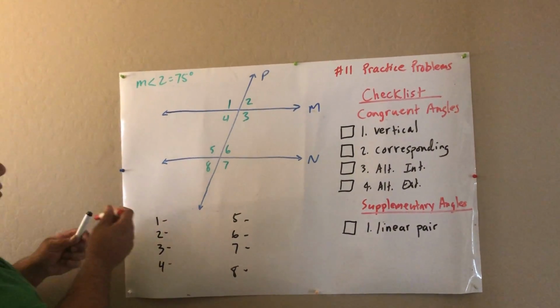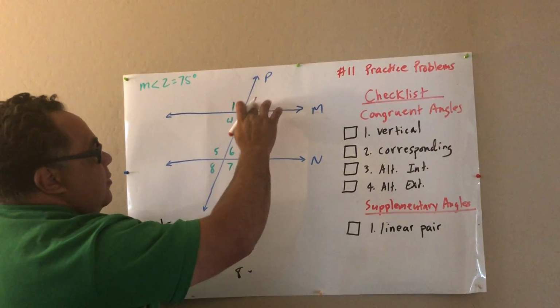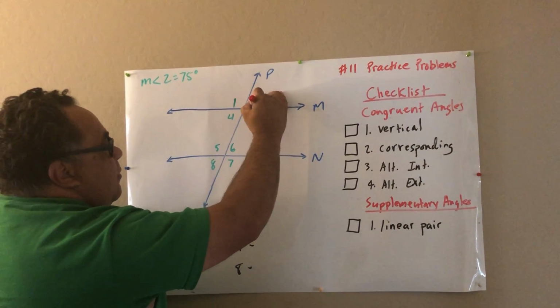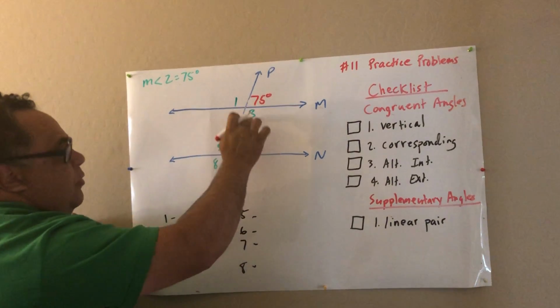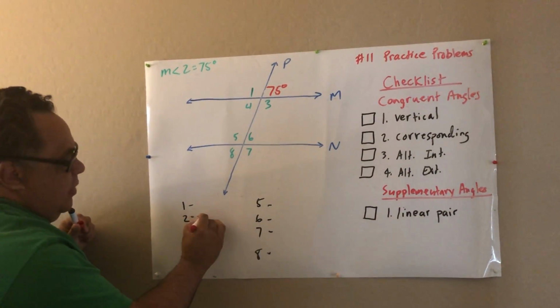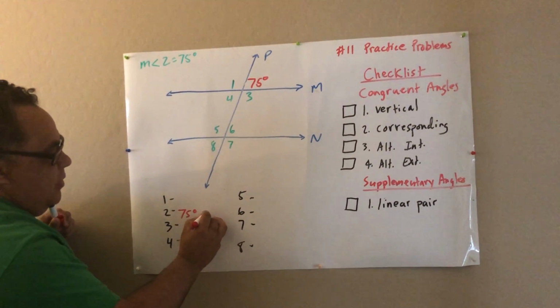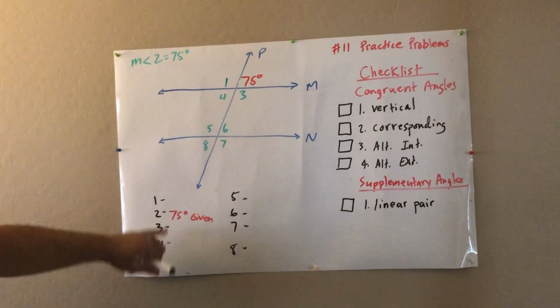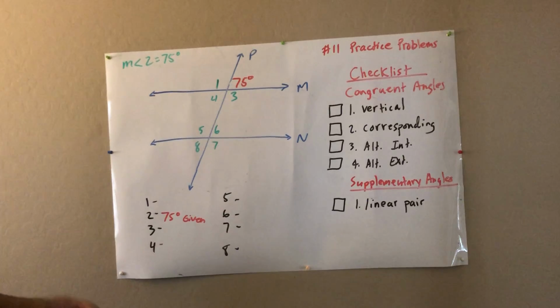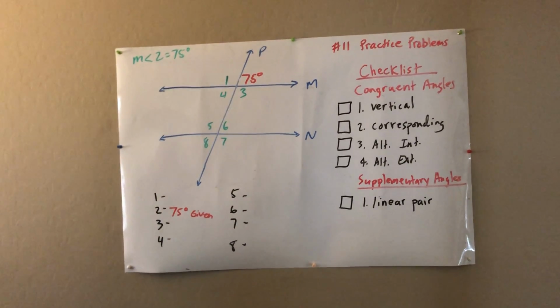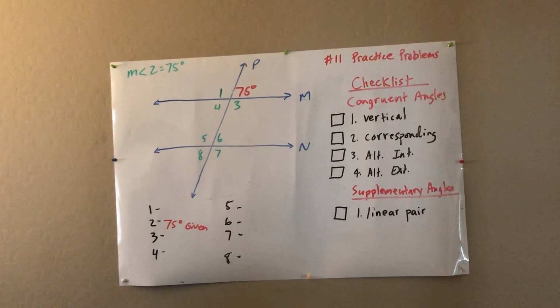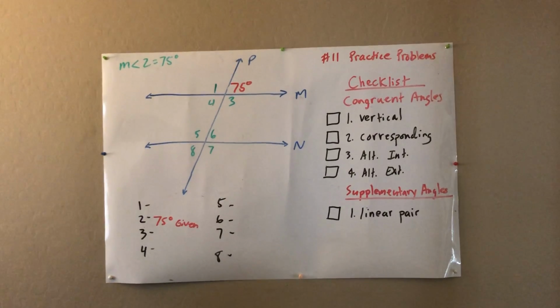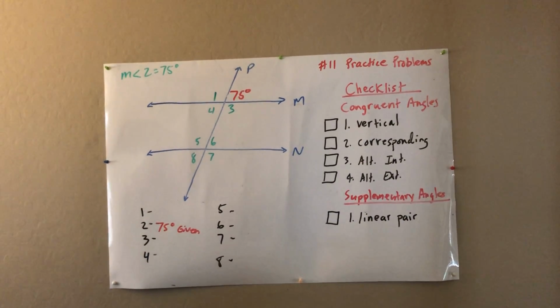The measure of angle 2 is equal to 75 degrees. They're just giving you one angle right here, 75 degrees. You have to find 7 other angles, okay? I'll say 75 degrees, given. That one's given to us. The problem doesn't ask you to give the reason why you know that, though I could ask you that in a quiz situation. This is a very fundamental geometry problem, because if you know this, you know your angles, okay?